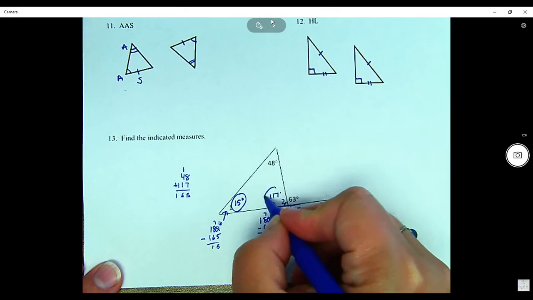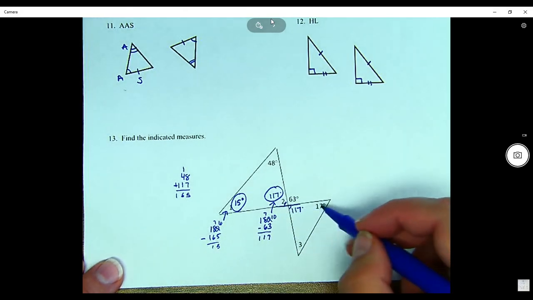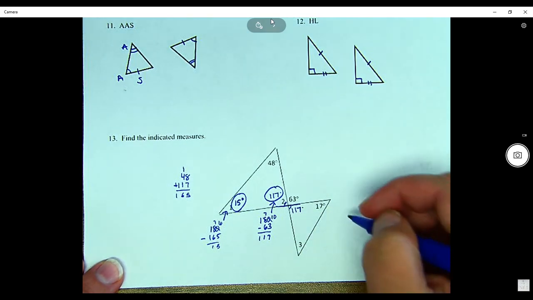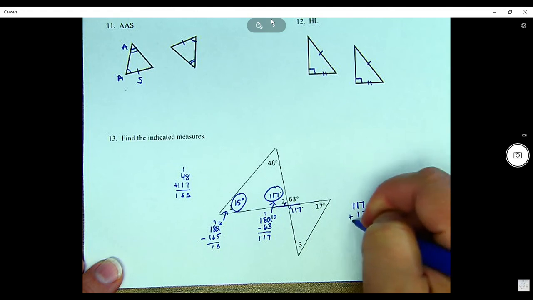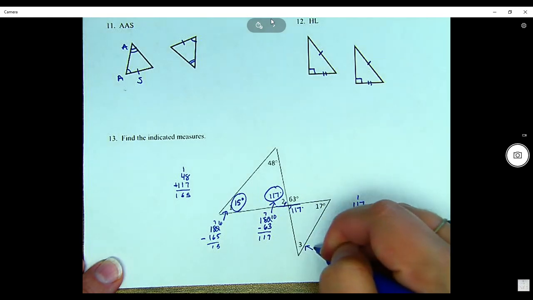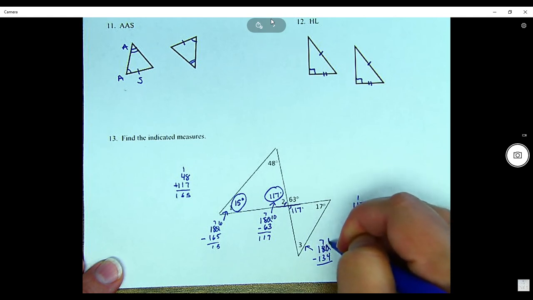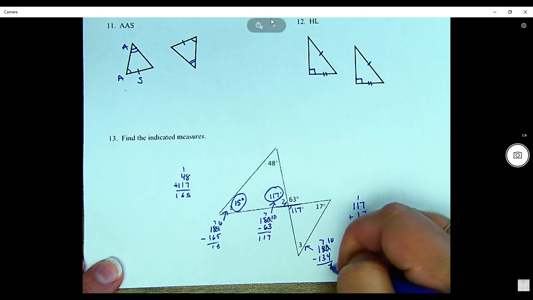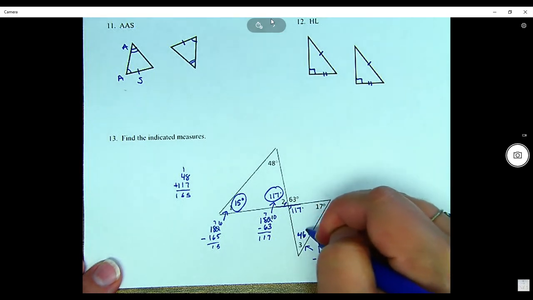All right, now angle 3, sort of the same deal. I know two of the angles in this triangle. I just have to find that third angle. So I'm going to add up the two angles that I know. 134. And then I'm going to subtract that number from 180. Borrow a little bit. Oh, I'm sorry, 6 and 4. So angle 3 is actually 46 degrees.